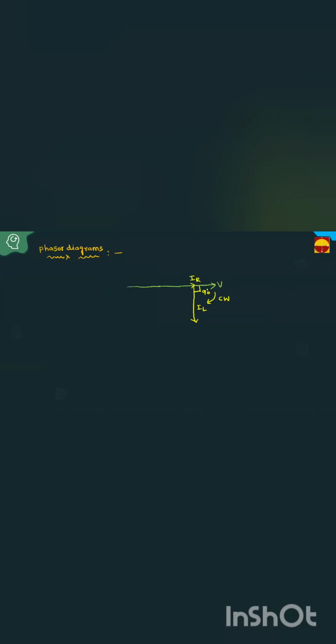That is, I'm taking this IR vector and this IL vector. This resultant is I. Let this angle be theta. Then what is the angle between IR and IL? 90 degrees. The angle between IR and IL is 90 degrees.